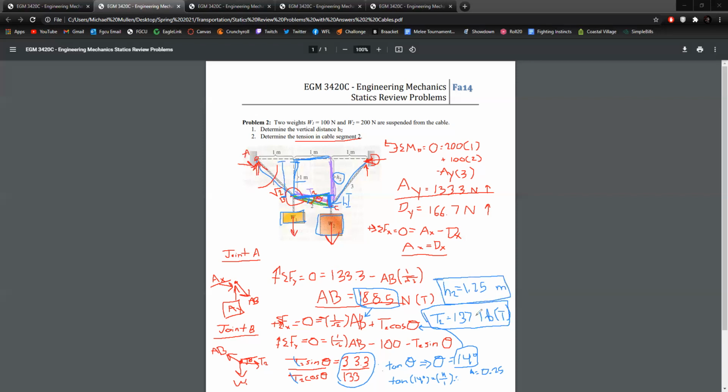Sorry, and this should be newtons, by the way. I just wrote pounds out of habit. Don't do that. Don't be like me. Write the correct units, which are newtons for this problem. All right, that's the second problem. So we can move on to the third problem.